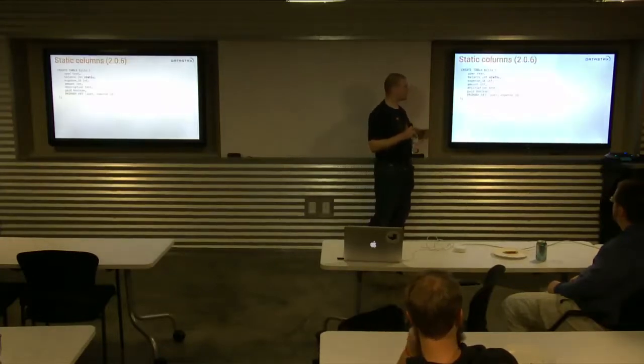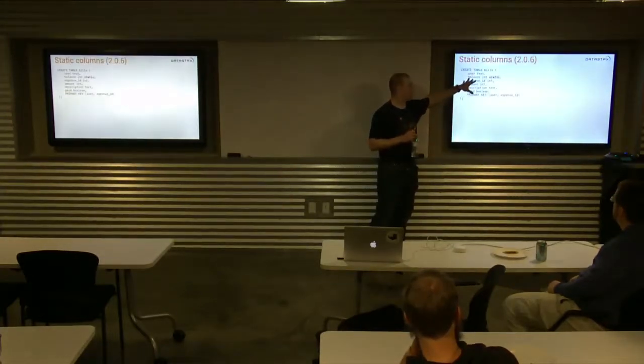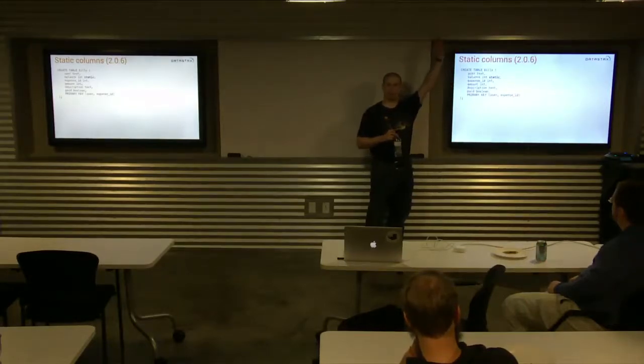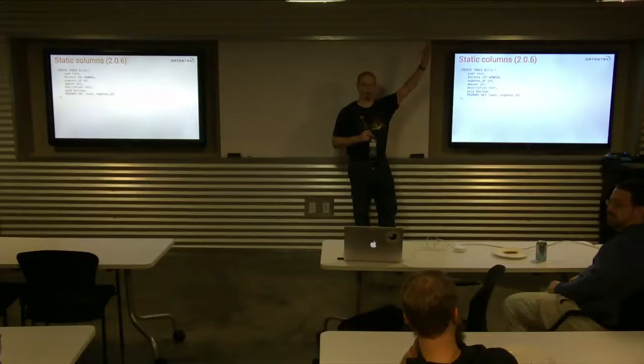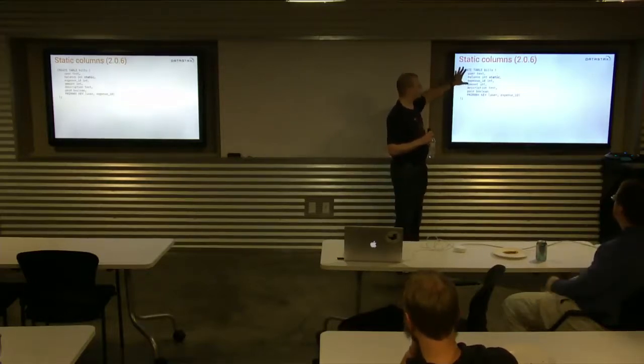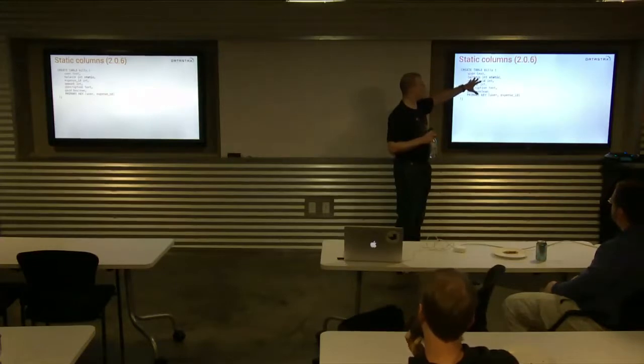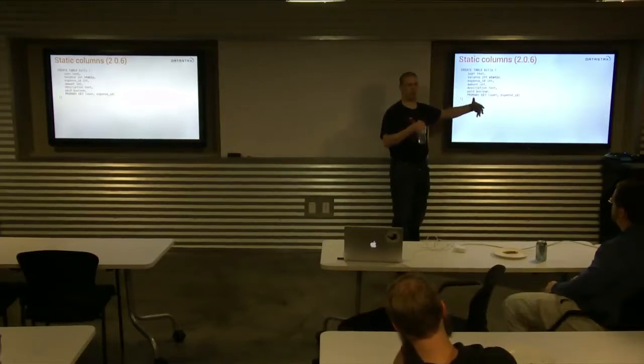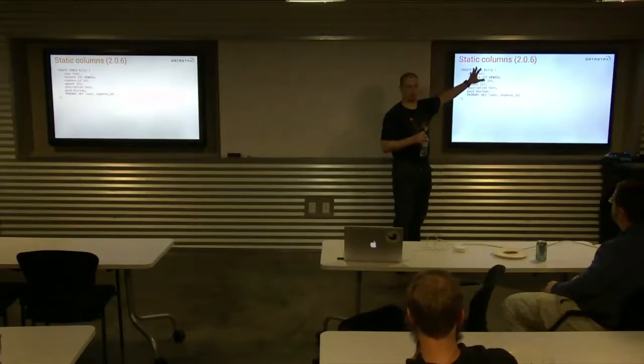So we've introduced a concept called static columns. Who knows static columns? All right, so we'll cover them for the majority here. Static columns are, just like in a Java class, if I have a static field, it's shared across all the instances of that class. In a Cassandra table, a static column is shared across all the rows in a partition.